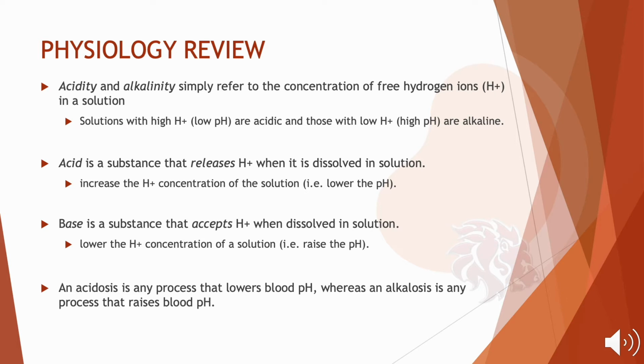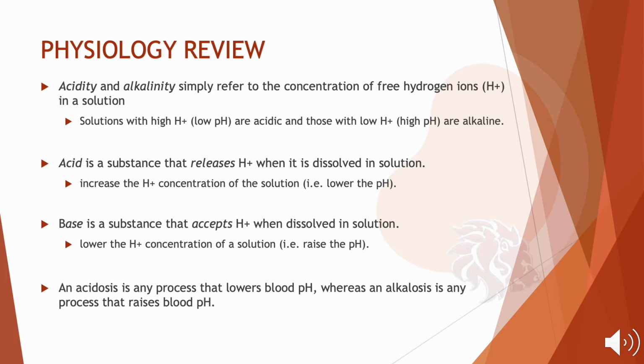The basics of acid-base balance. The terms acidity and alkalinity simply refer to the concentration of free hydrogen ions in a solution. Hydrogen ion concentration can be expressed directly in nanomoles per liter or as pH. Solutions with high hydrogen ion or low pH are acidic, and those with low hydrogen ion or high pH are alkaline. The point at which a substance changes from alkali to acid is the neutral point, with a pH of 7 and hydrogen concentration of 100 nanomoles per liter.